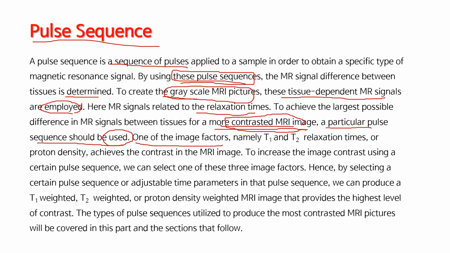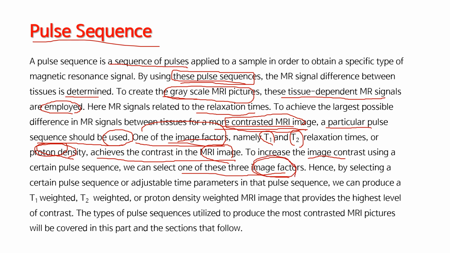One of the image factors: T1, T2, and the proton density. These are three image factors. So one of these image factors achieves the contrast in MR images. To increase the image contrast using a certain pulse sequence, we can select one of these three image factors.